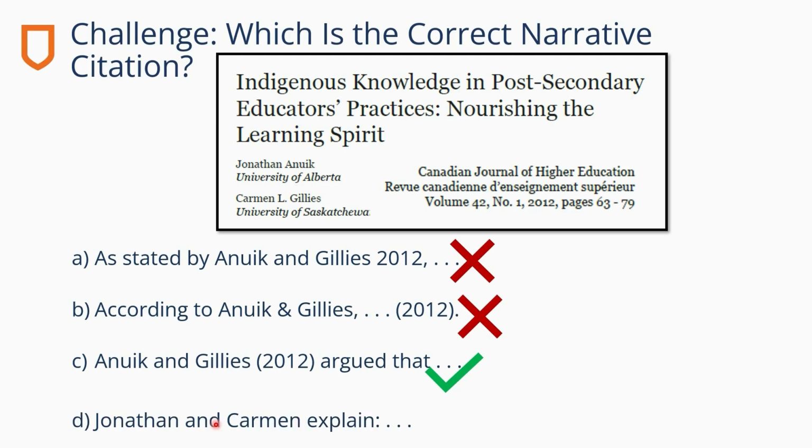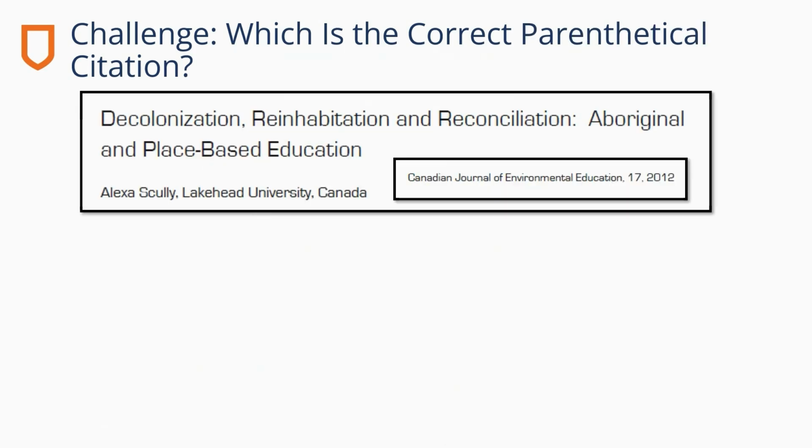How about this last one? Jonathan and Carmen explain. This is incorrect. It uses the author's first names and omits the year. Note that the authors are stated in the order they are presented on the article. Anuik, then Gillies. Now this one I'll let you figure out on your own. There is only one correct answer.